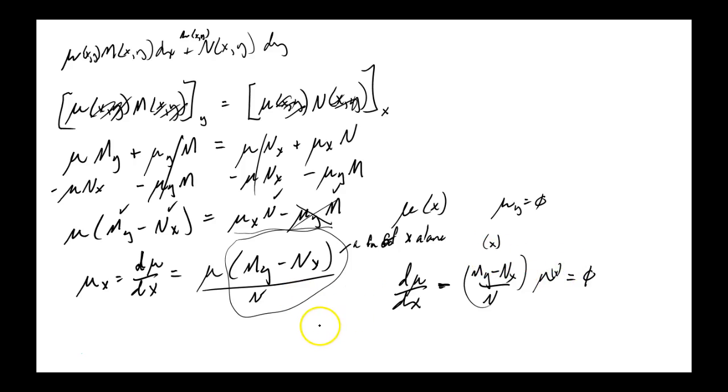So you have d mu over mu is equal to, move that back to the other side. In fact, don't even move it to this side. This thing here, M sub y minus N sub x over N times dx. Integrate this and you get log, integrate that and you get whatever it is. That's just some function of x, as long as it's integrable, you can do it.